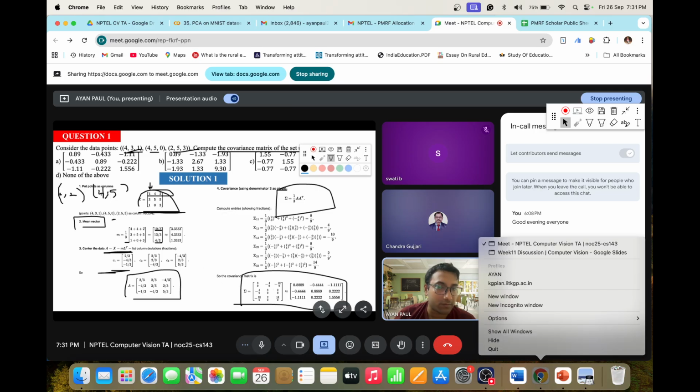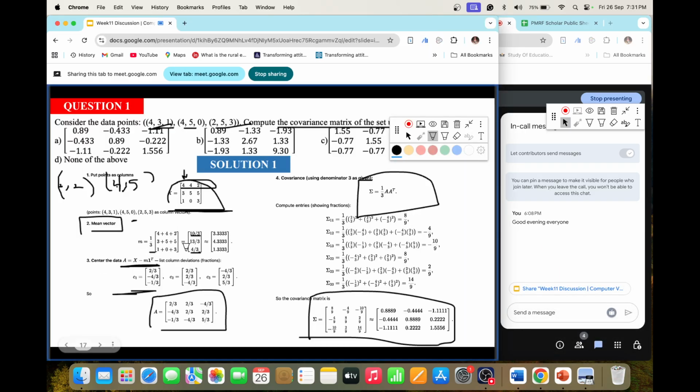Yes, sir, got it for this, right? Now it is very easy for this attribute. How do you calculate it? It is very easy: 4 plus 2 divided by 3 data points, right? So 4 plus 2, that is 10 by 3. Similarly, 3 plus 5 plus... So that is how you get the mean.